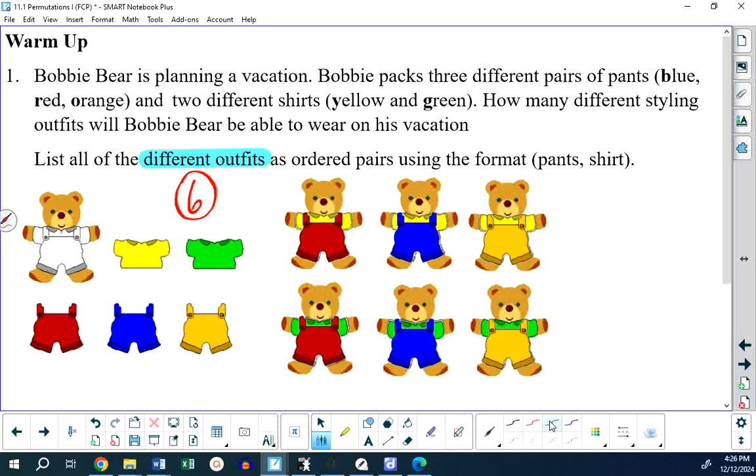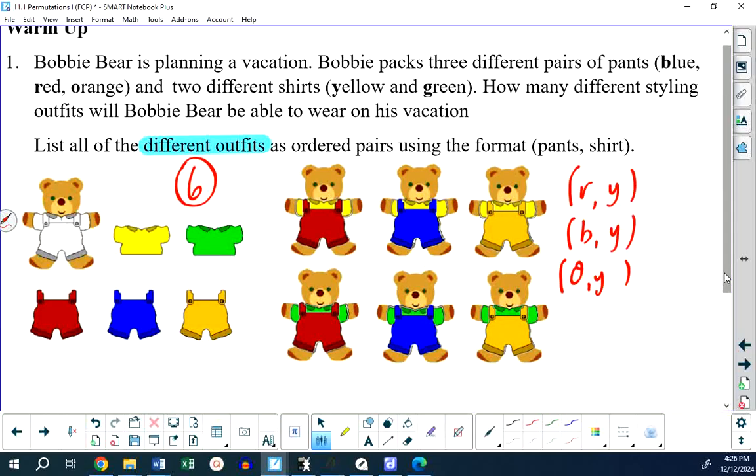We're asked to list them in ordered pairs in terms of pants followed by shirts, so we can put RY for the red pants and the yellow shirt, BY for blue and yellow, OY for orange and yellow. Then we can go RG for red and green, BG for blue and green, and OG for orange and green. And I don't know the value of writing all of these in ordered pairs. It's just part of the question. Bottom line is Bobby Bear had to do 2 things. He had to put on a shirt and he had to put on a pair of pants, and there are 6 different ways that that can be done.